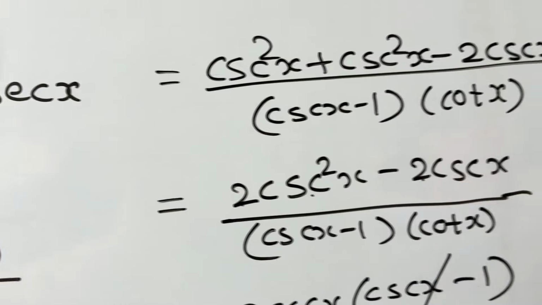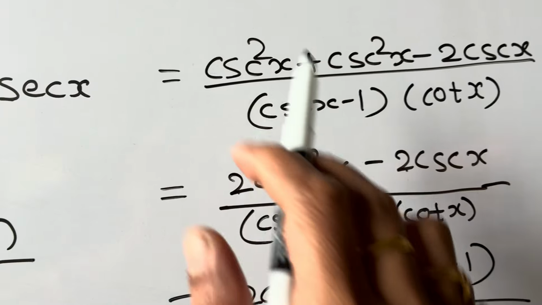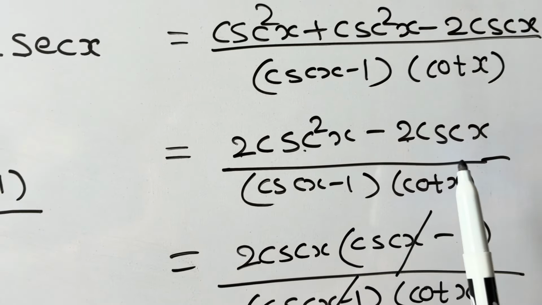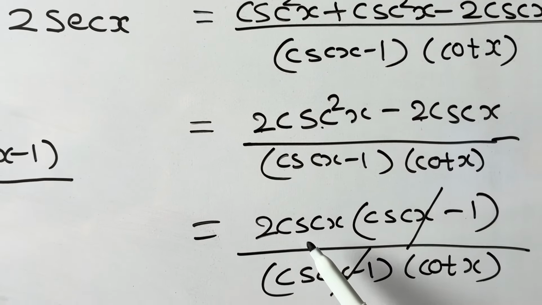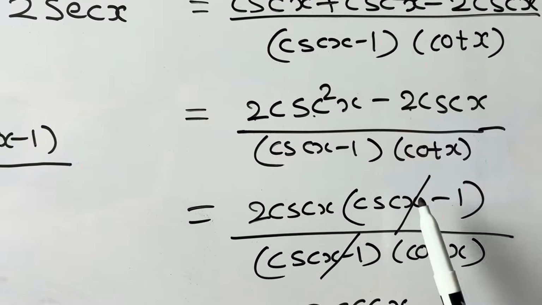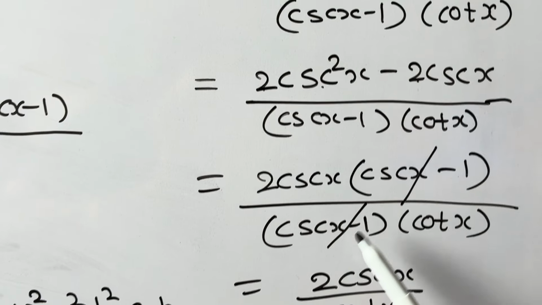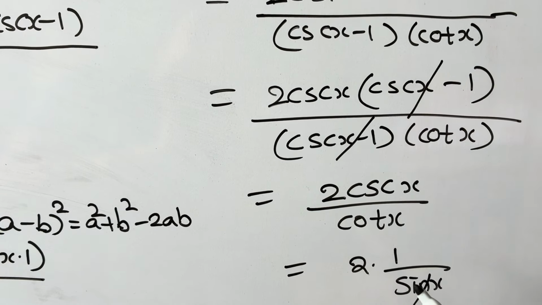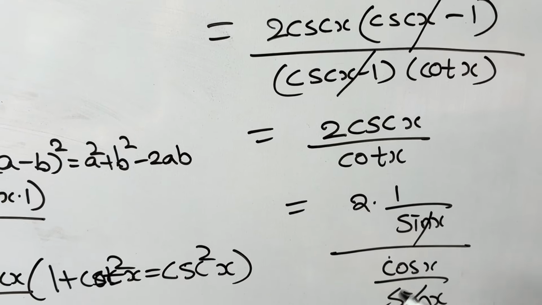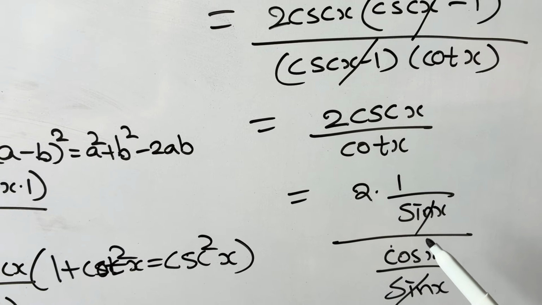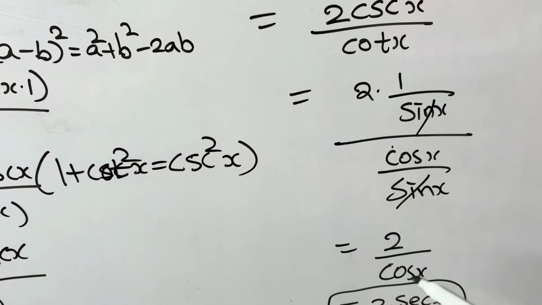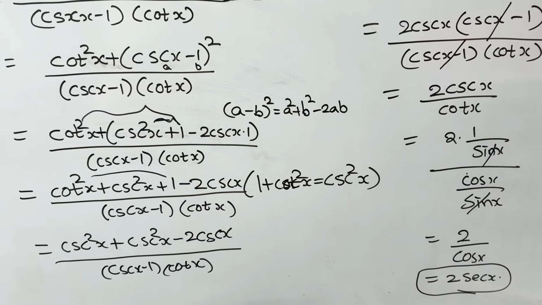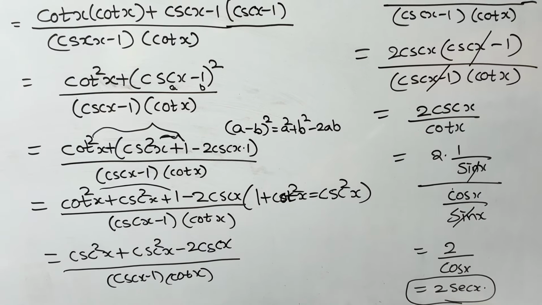So when we simplify this term, we are going to get 2 times cosecant square x and minus 2 cosecant x, and the common factor is 2 cosecant x, and this term gets cancelled out. I'll be left over with this, and cosecant x is nothing but 1 by sin x, and cot is cos over sin. Sin and sin get cancelled out, and I'll be left over with 2 over cos x, which is nothing but 2 over secant x. This is the complete recap of my steps here.